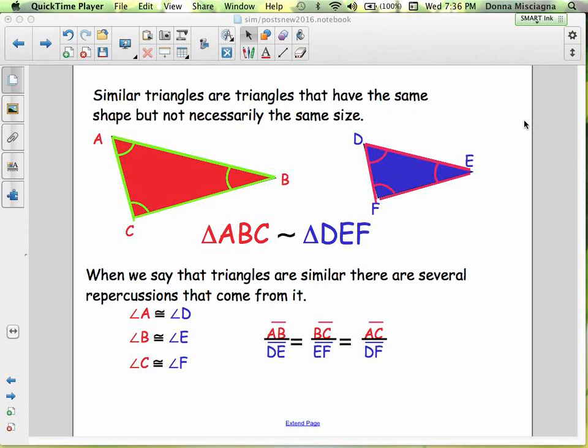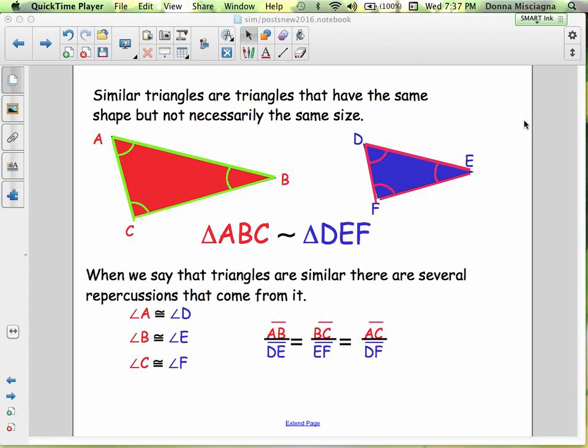So similar triangles are triangles that have the same shape but not necessarily the same size, right? And we know that they have to differ by a scale factor, and all our sides have to be in proportion. So for instance, here we have triangle ABC is similar to triangle DEF. If those two triangles are similar, we know that there are several repercussions that come from it. First of all, the corresponding angles have to be congruent. So angle A is congruent to angle D, angle B is congruent to angle E, angle C is congruent to angle F, and then the corresponding sides are going to be in the same proportion.